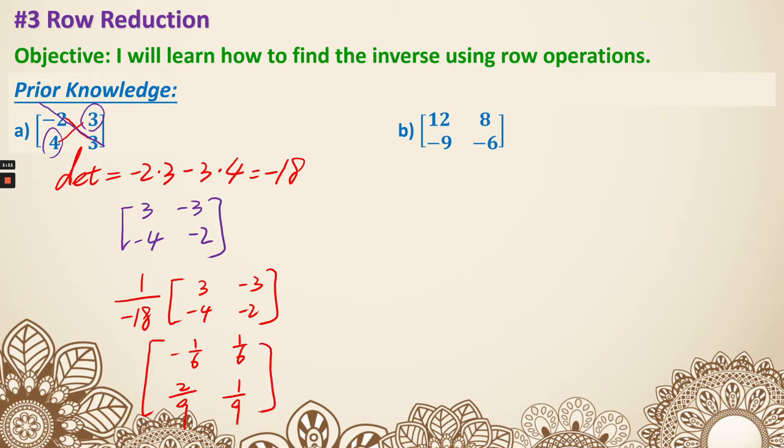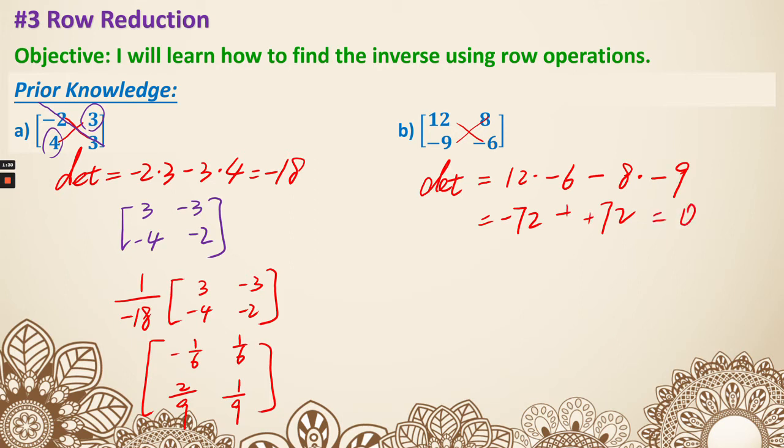Question B, let's repeat the same process. First, find the determinant, one diagonal subtracting the other diagonal. So 12 times negative 6 minus 8 times negative 9. This is where a lot of you may need to be very careful with the negative signs. That's negative 72 minus a negative 72, which becomes positive. So that gives us a 0.